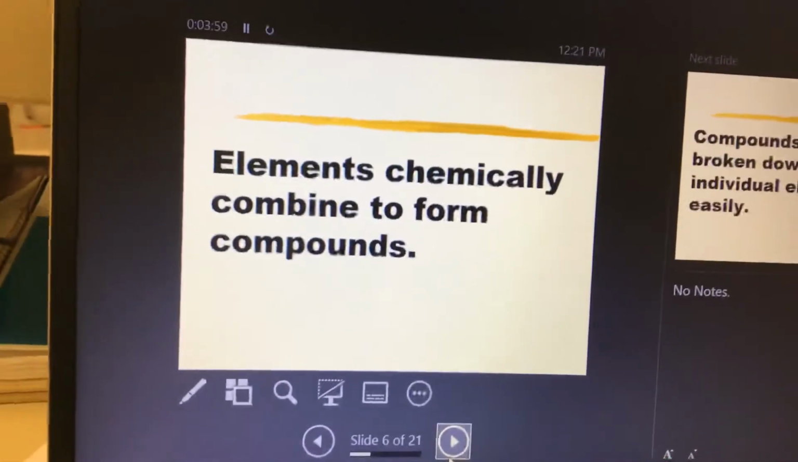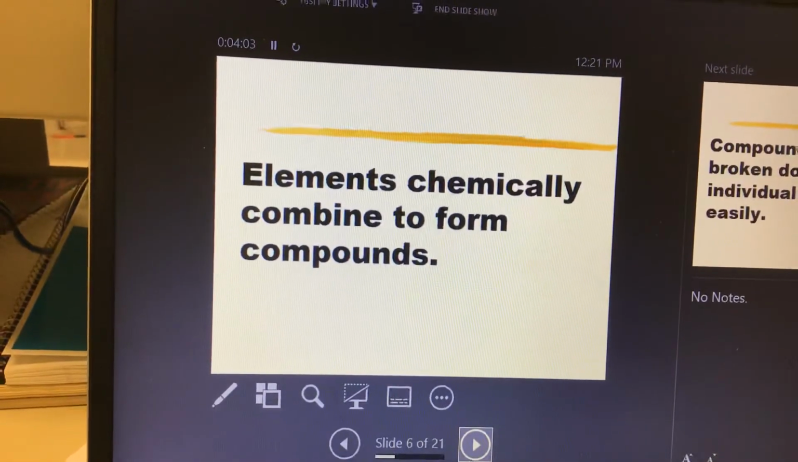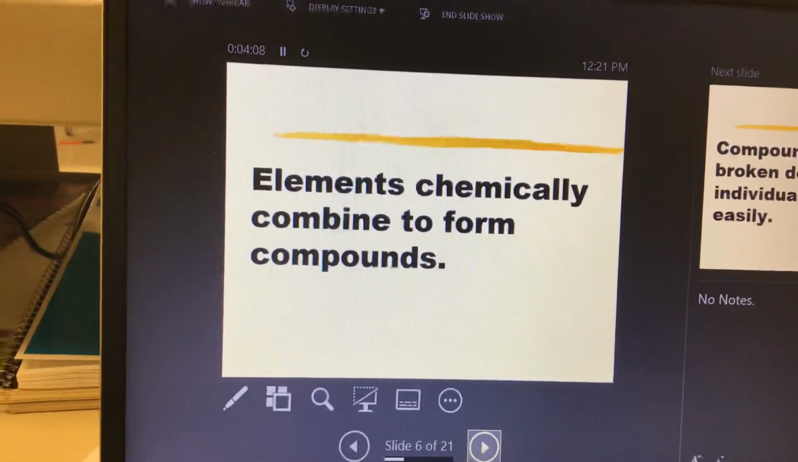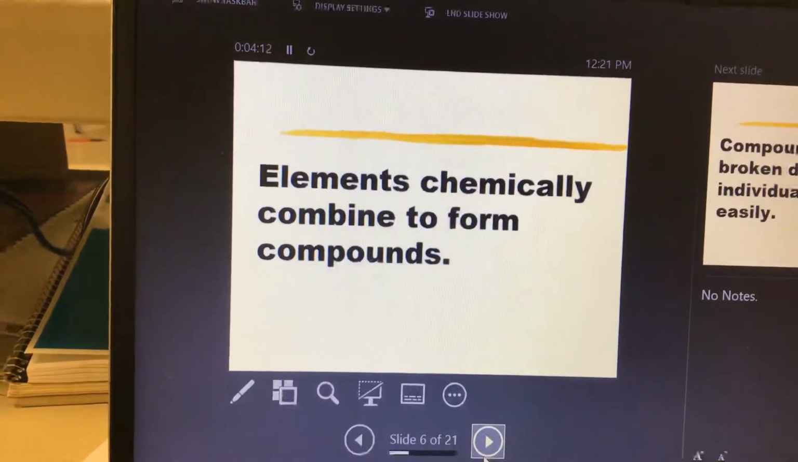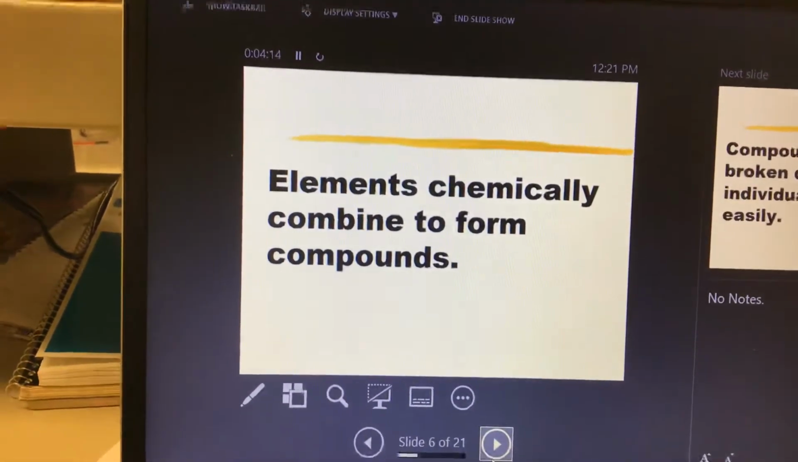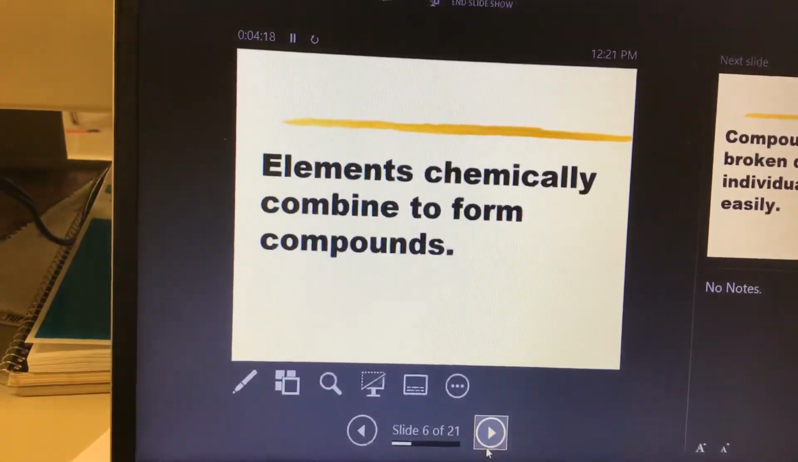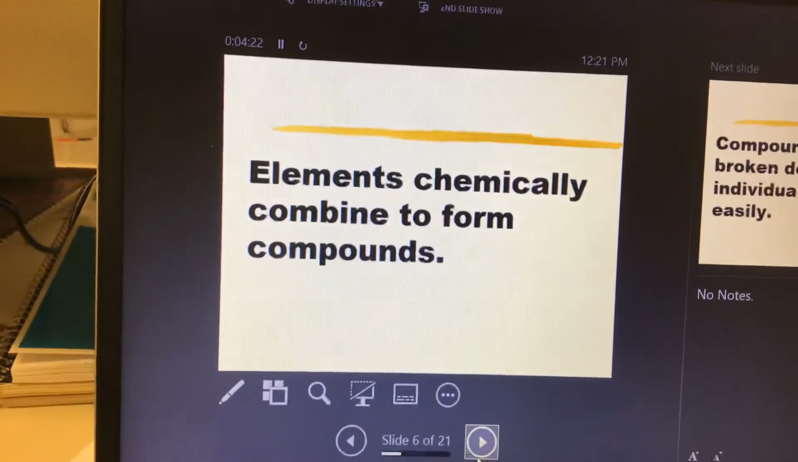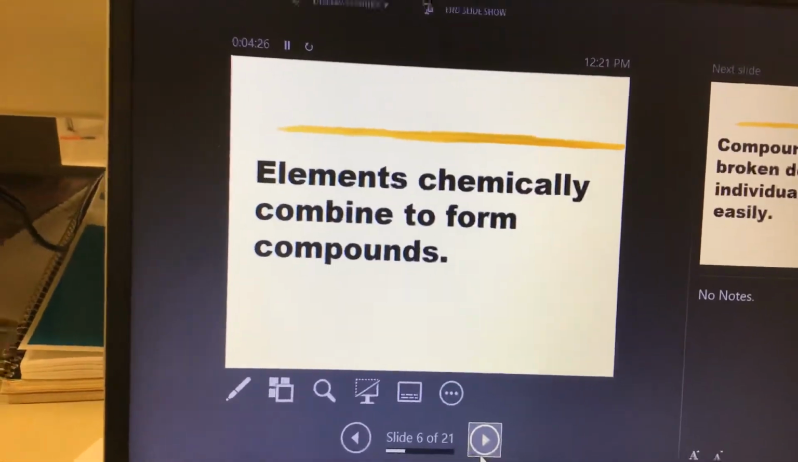Go ahead and write this down. Elements chemically combine to form compounds. So with water, that hydrogen and that oxygen chemically combine to form water.